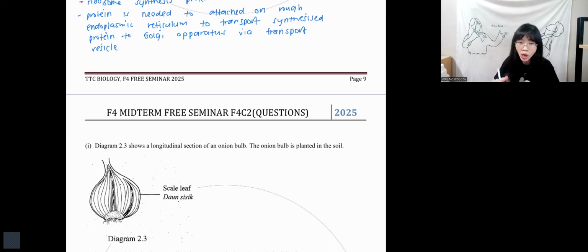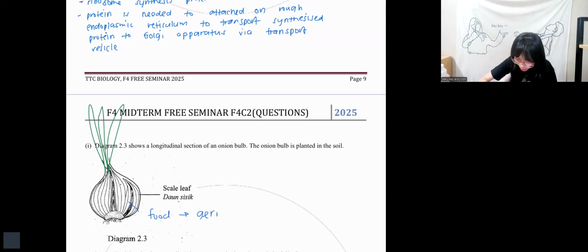What is the function of this onion bulb? This onion bulb is to store food. It's to store nutrients. When they store nutrients, they are underground, right? It will help the plant to germinate. Germinate means form into leaves. So they will use the food to form into leaves. The spring onion comes from this. So the food inside will help to germinate, to form into leaf.